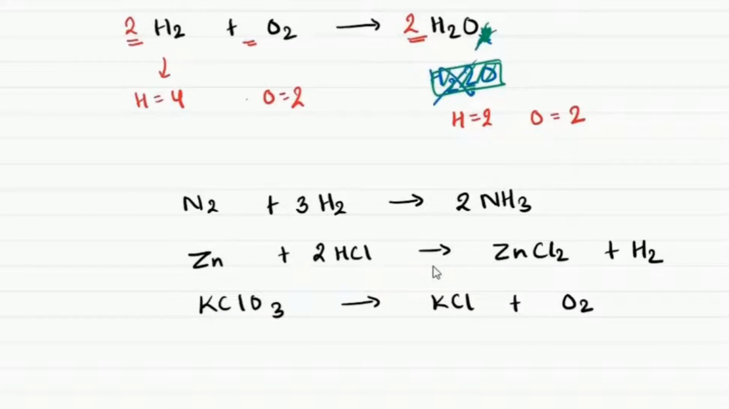So whenever there is an odd number, you just write 2 in front. So now there are 6 oxygen here. To make this oxygen 6, you need to write 3. But the potassium and chlorine are now 2 in number. So you just write 2 here. And again, it is balanced.